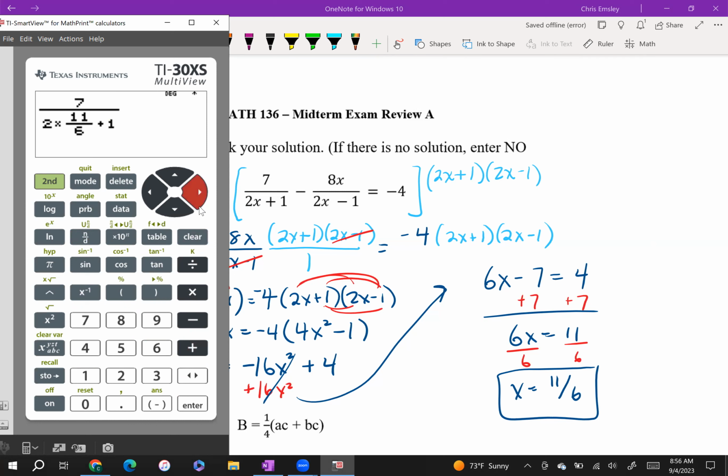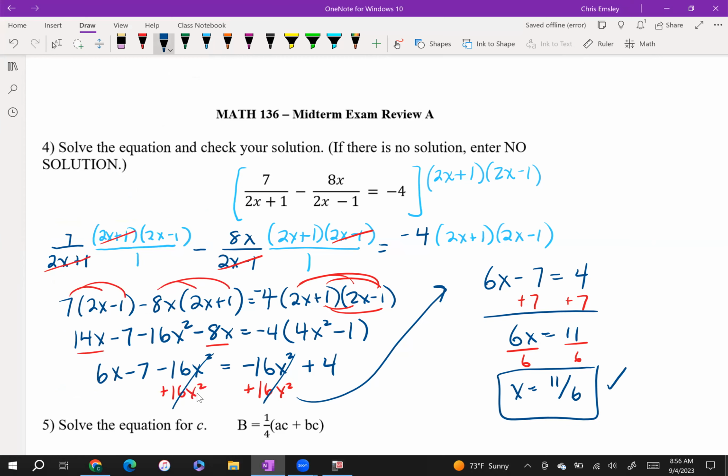There's our first part, minus another fraction, 8x, but x is 11 over 6. And then in the bottom, we have 2 times 11 over 6 minus 1. And if this checks out, that should equal -4, and it does. Yay, that is a check. So that is our final answer.